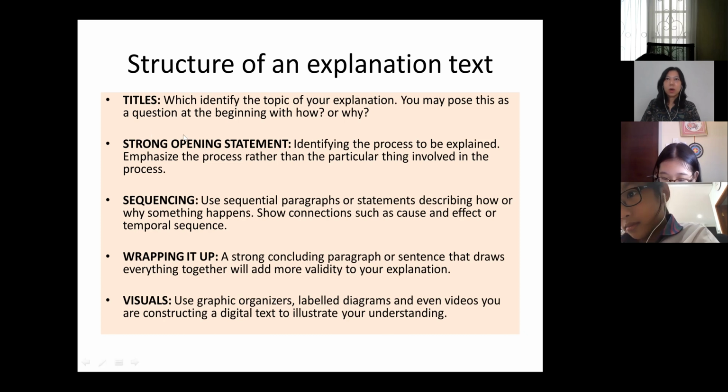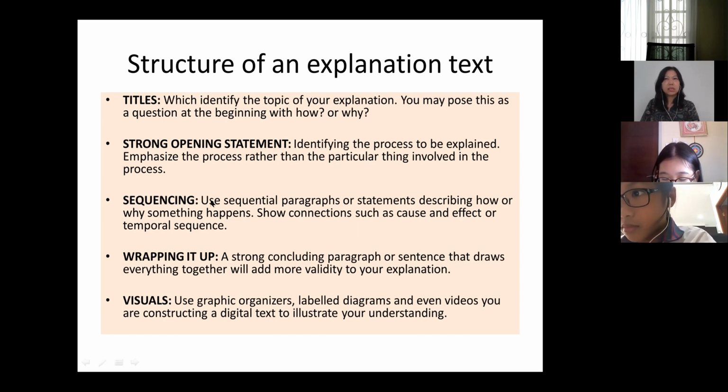Next, what you need is a strong opening statement, or what we call a general statement. Or maybe you can also consider this as the description, all right? Description. It's identifying the process to be explained. What is it about? Maybe it's about the giant crystal cave, so you explain the description of the giant crystal cave. Emphasize the process rather than the particular thing involved in the process. You need to emphasize the process because you're explaining how or why.